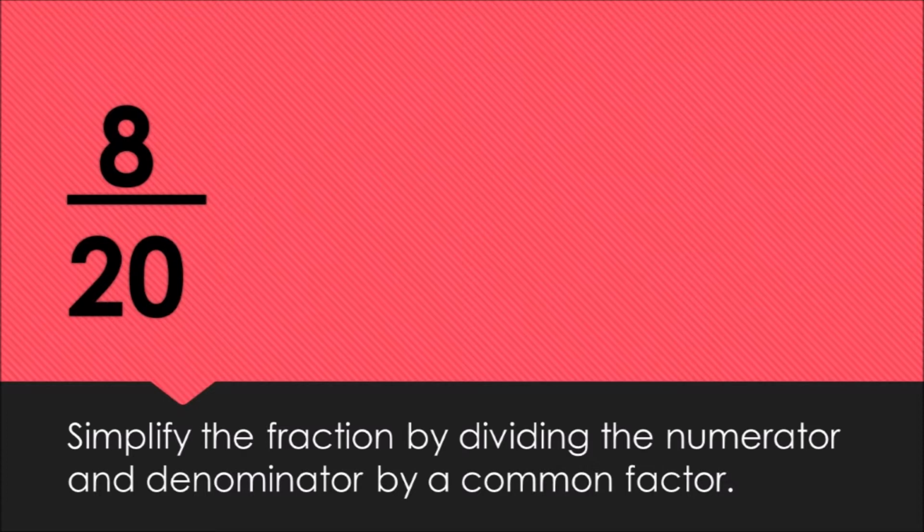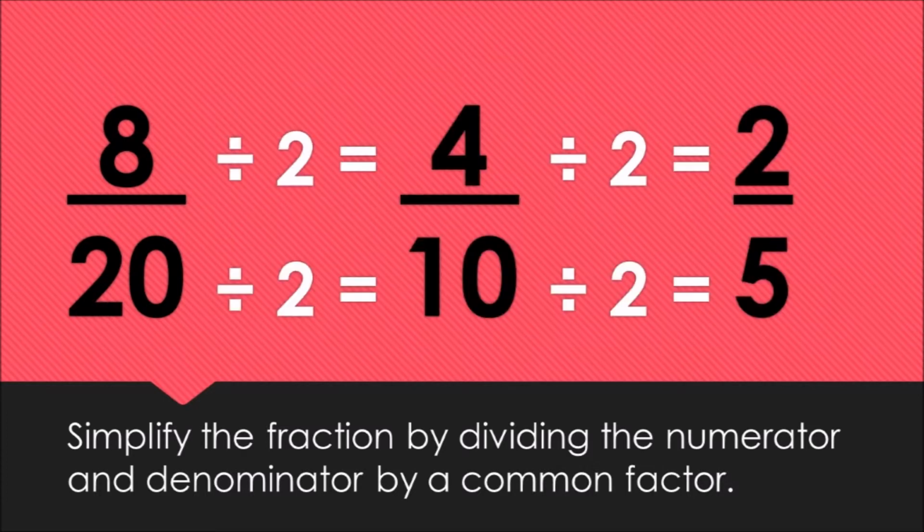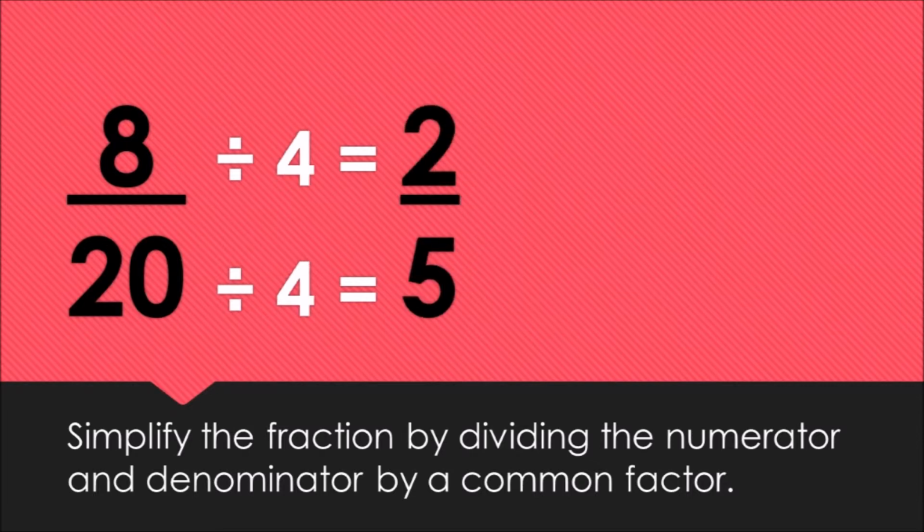All right, the next one, we have 8/20. What factor can we divide 8 and 20 by? We can divide it by 2. 8 divided by 2 is 4. 20 divided by 2 is 10. Divide it again by 2. We have 4 divided by 2 is 2, and 10 divided by 2 is 5. 2/5. Or we could divide 8/20 by 4, and we also get 2/5. Remember, lots of different ways. You get the right answer either way.